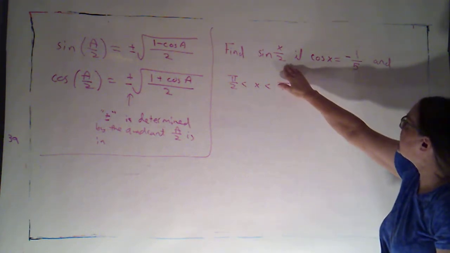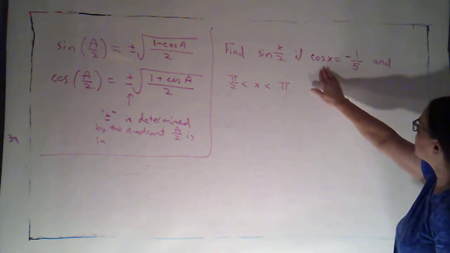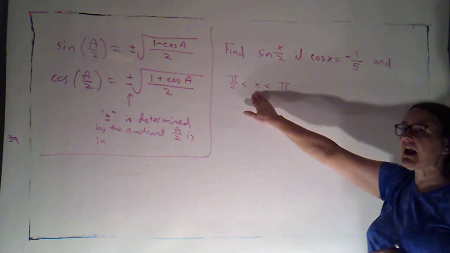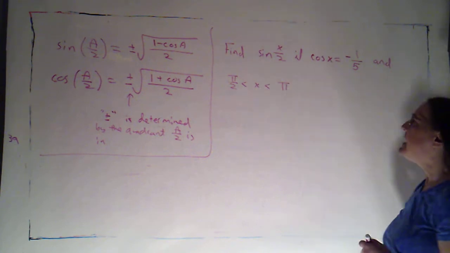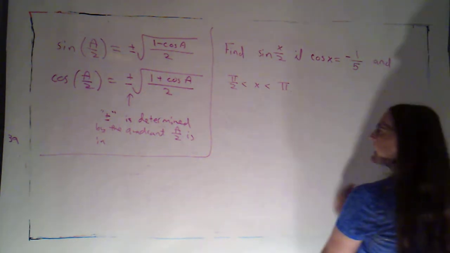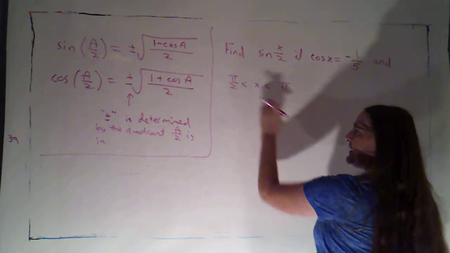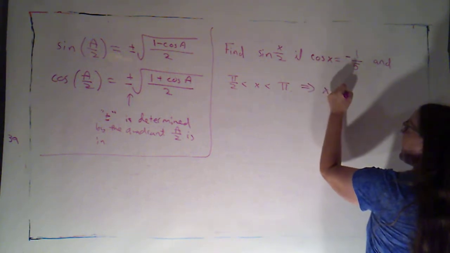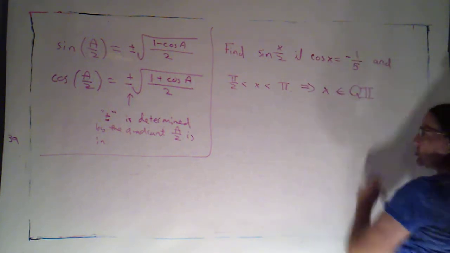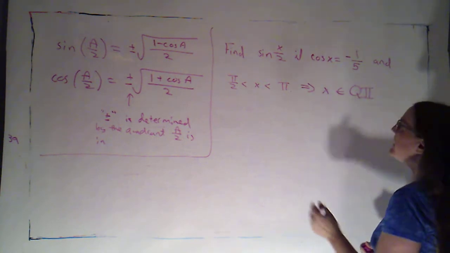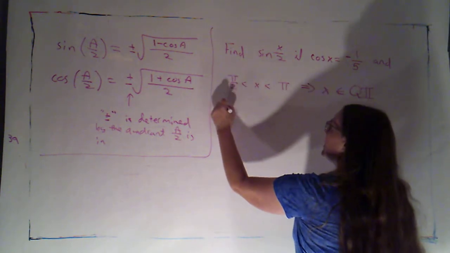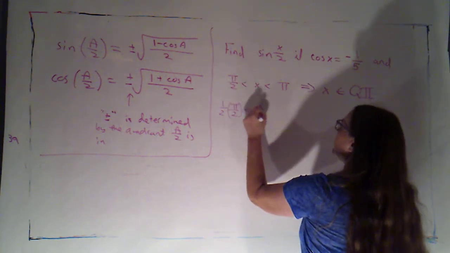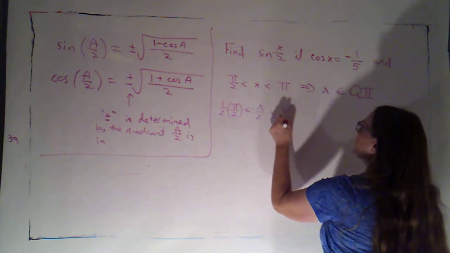So I want to find sine of x over 2. And I'm told that cosine of x is negative 1/5. And I'm told some information about where x is. Okay. Now, notice, if that's where x is, I could take this and figure out where x over 2 is. So this is basically telling me that x is in quadrant 2. Okay. But if I were to divide through by 2, and I'm going to use the fact that dividing by 2 is the same as multiplying by 1/2, I would get this.